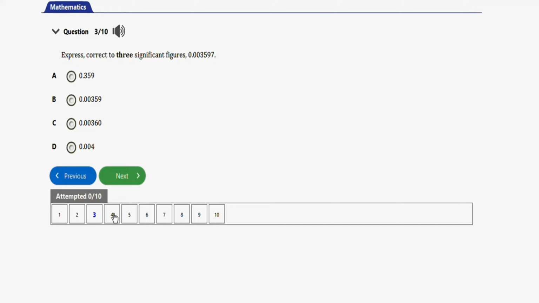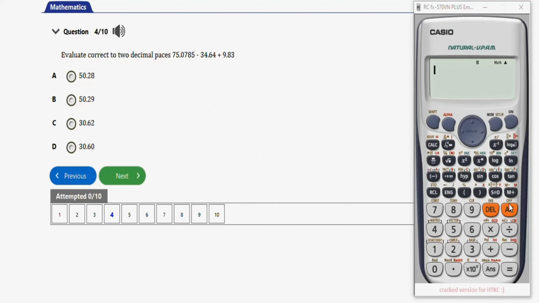Okay, the next repeated question is this one. It says evaluate correct to two decimal places the arithmetic. So let's bring a calculator. So this is the calculator we have. Let's punch 75.0785 minus 34.64 plus 9.83.